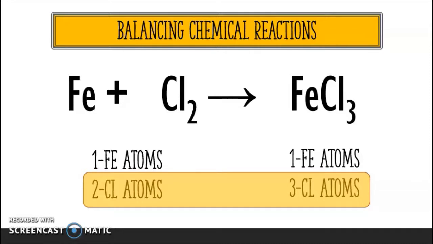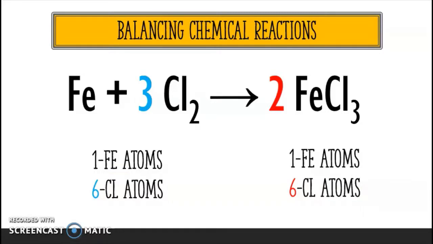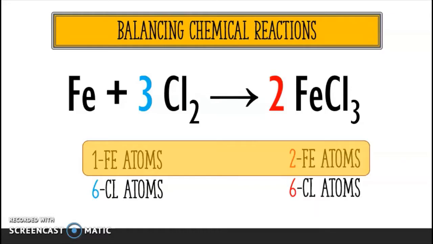If it's not immediately obvious, I usually go with the tactic of cross-multiplying. So I'm going to provide the 3 coefficient on my reactant side and the 2 coefficient on my product side, giving me a total of 6 chlorine atoms on both sides. Now don't forget that by doing that, I may have affected other atoms. On my product side, that brings up my total iron atoms to 2, throwing them out of balance. Now I have to fix that. So I have 1 iron atom on my reactant side and 2 iron atoms on my product side.